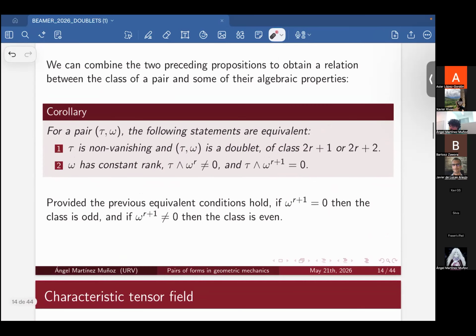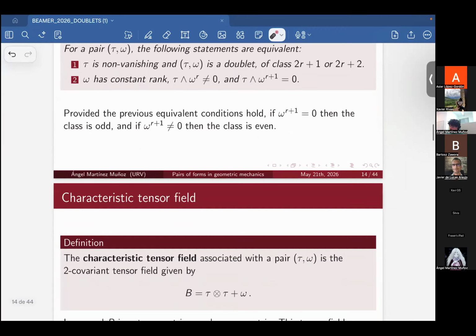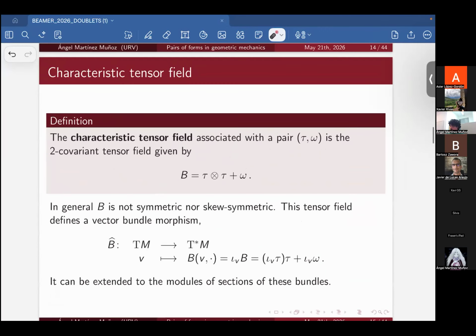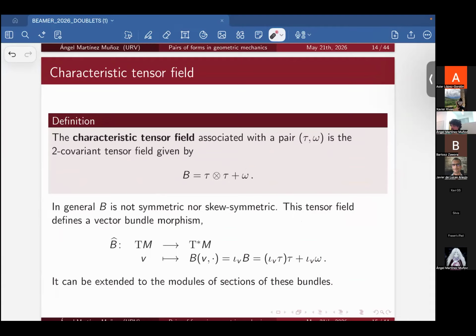And well, if these conditions hold, then you have the two cases. So if this is 0, then you have that the class is odd, and if this is non-zero, then the class is even. So these are just the last two propositions combined. And now let me tell you about the next section.